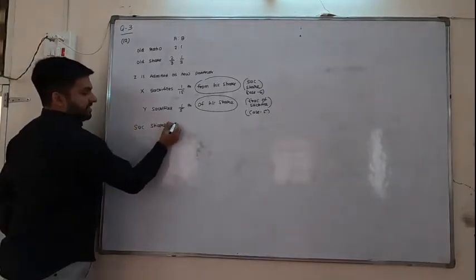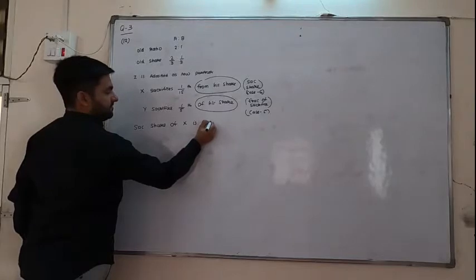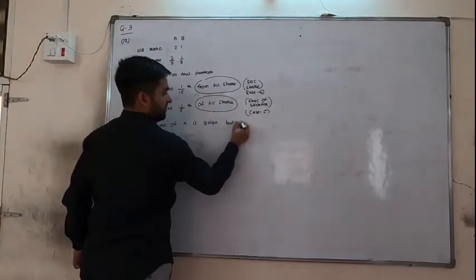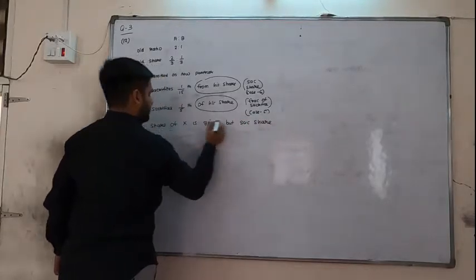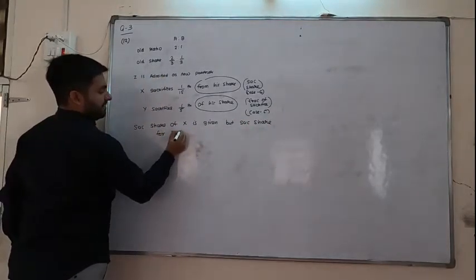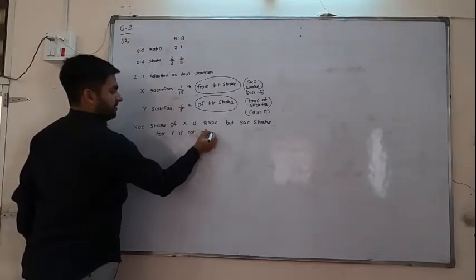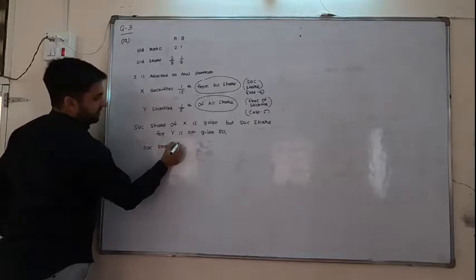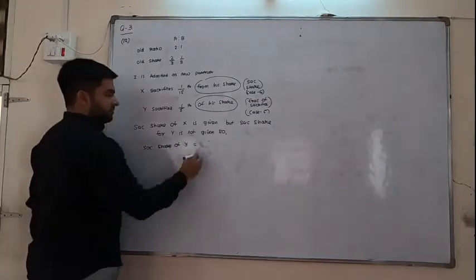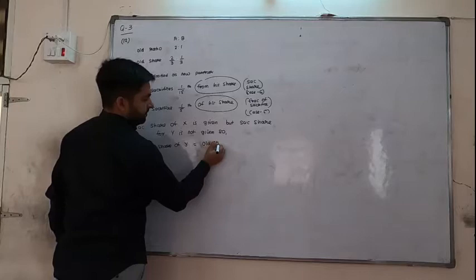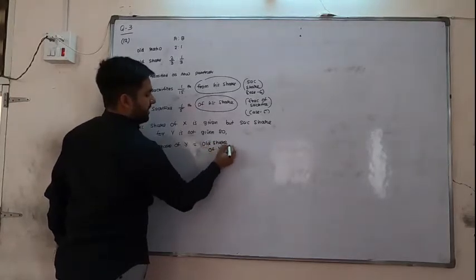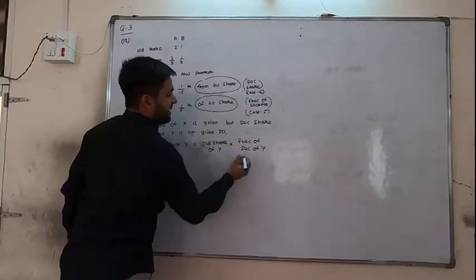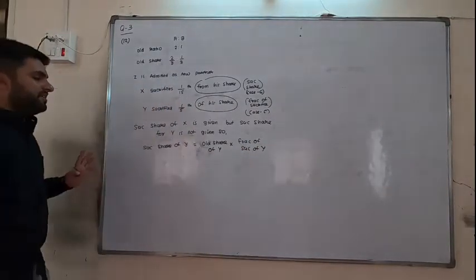Sacrifice share of X is given, but sacrifice share for Y is not given. So sacrifice share of Y is equal to old share of Y multiplied by fraction of sacrifice of Y. Why am I writing Y's name? Because only for Y we need it.